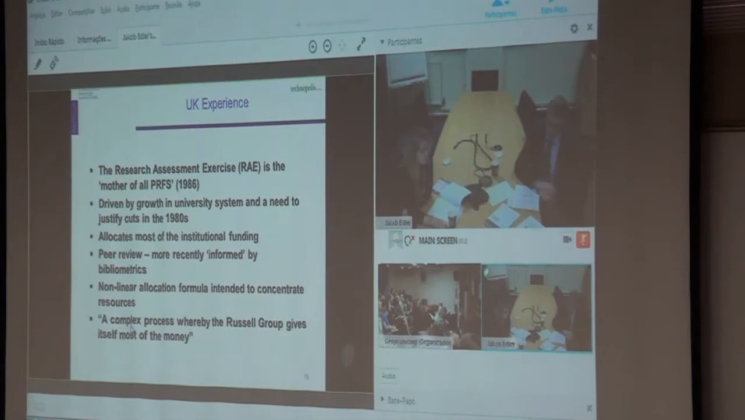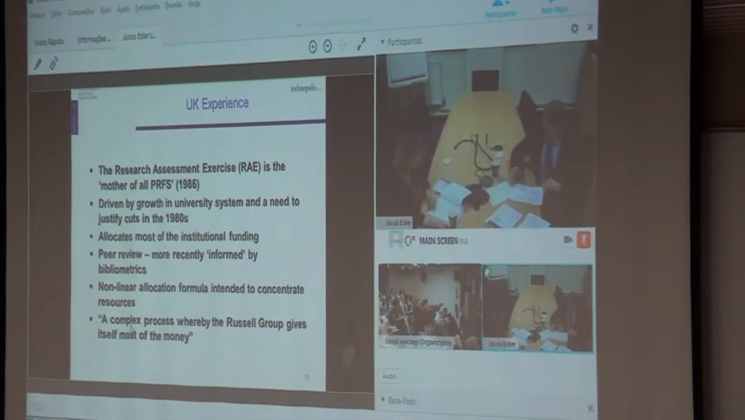And over the years of the research assessment exercise and the REF, this formula for concentration has become steeper and steeper. So for the universities, it is very important for them to do well in it so that they can have access to this funding.